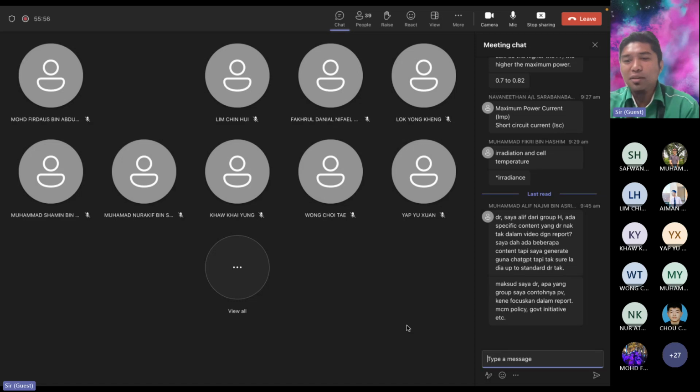Maksud saya doktor, apa yang grup saya kurang tahu PV, kena fokus dalam report macam polisi, government initiative, etc. So kalau grup kamu buat PV, solar PV lah kan, maksudnya from the beginning until to date, you can also include all the government initiatives, what is the energy policy specifically related to the PV, what is the current state of the PV in Malaysia, the percentage ratio and everything. So that's the thing yang sepatutnya ada somewhere in your report, but you need to assure that it is very accurate based on the reference you are dealing with.